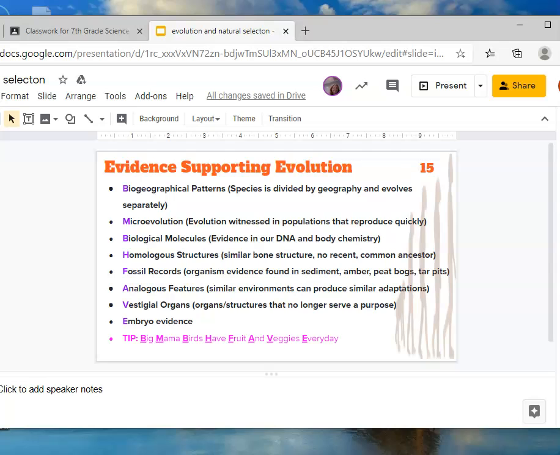Homologous structures, which are similar bone structures, but no recent common ancestor. Fossil records, organism evidence found in sediment, amber, peat bogs, tar pits. Analogous features, similar environments can produce similar adaptations. Vestigial organs, organ structures that no longer serve a purpose. And embryo evidence.